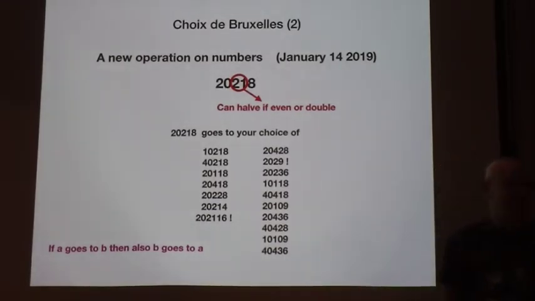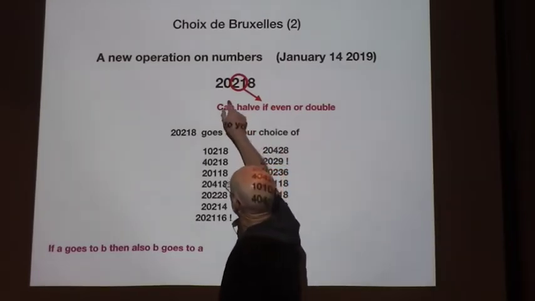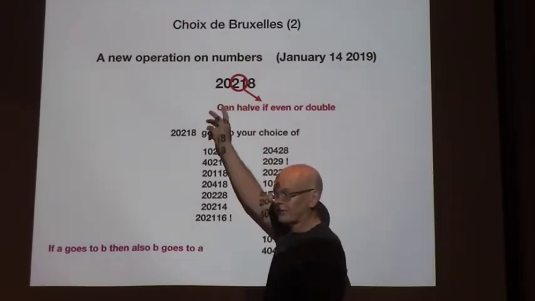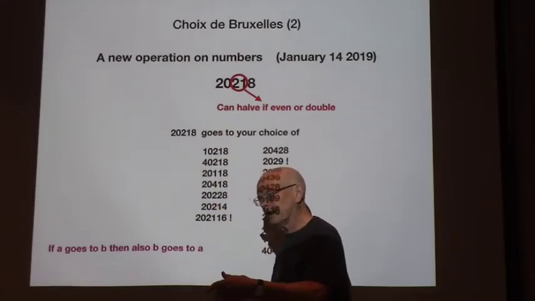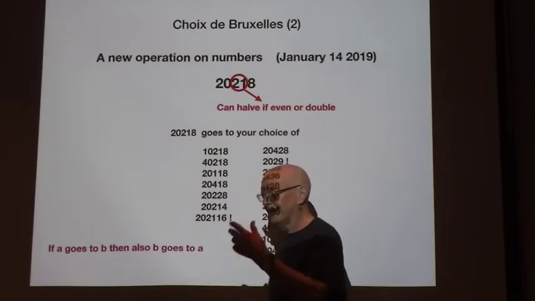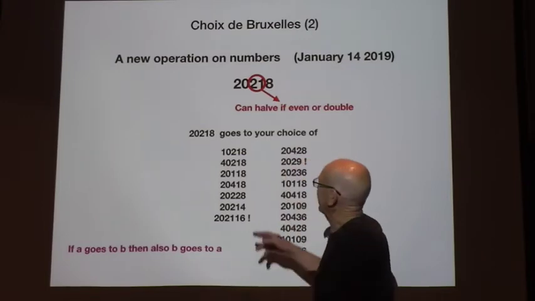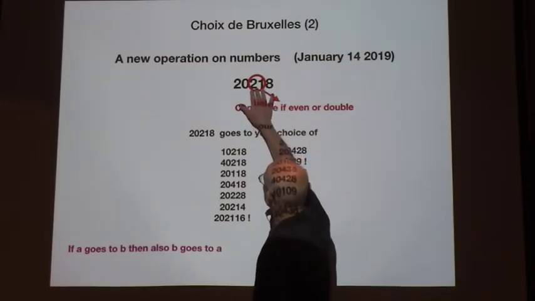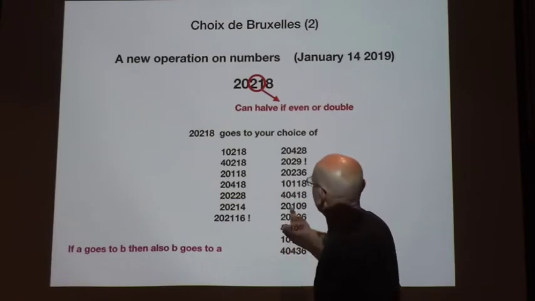This is a slightly strange operation. So here are the things you can do. You pick any substring that doesn't begin with a 0. If it's even, you can divide it by 2. And if it's odd, you can only multiply it by 2 if you want. So that 21 could become 42. That's down here somewhere.